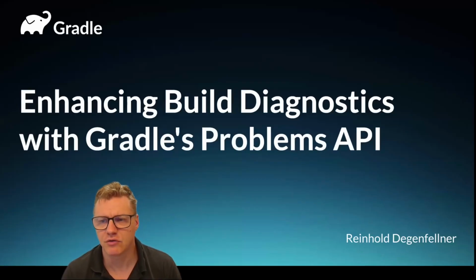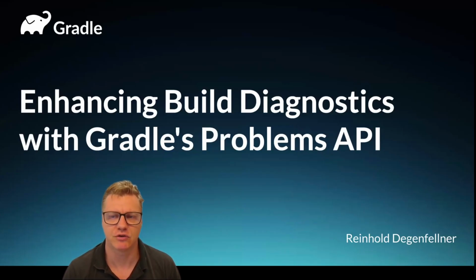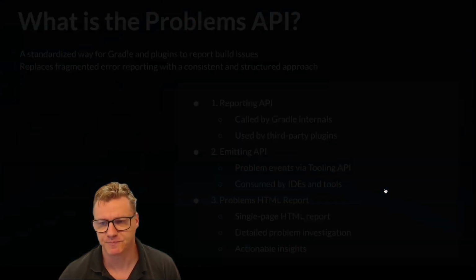Hello. I'll give you a quick overview of the Problems API we started to introduce with Gradle 8.6. It enables a cleaner and more actionable way of reporting errors and warnings in Gradle. So what is the Problems API?